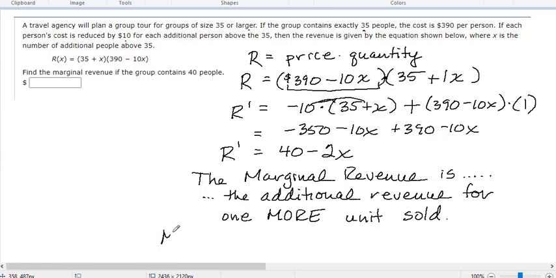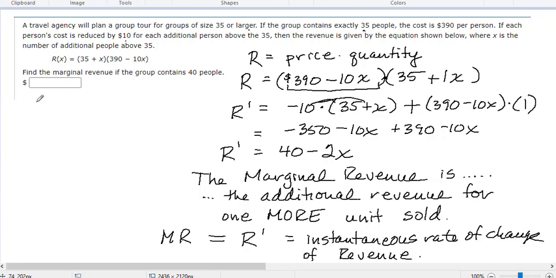And using calculus, the marginal revenue is the same thing as the derivative. It's the instantaneous rate of change of revenue. So here it says find the marginal revenue if the group contains 40 people. So I know I'm doing a derivative because it says marginal revenue. But 40 people, that doesn't mean X is 40. X would only be the number of people beyond 35, so 5 additional people.